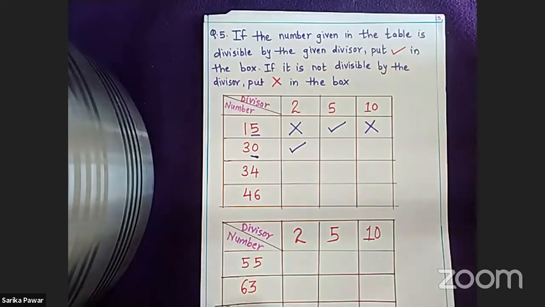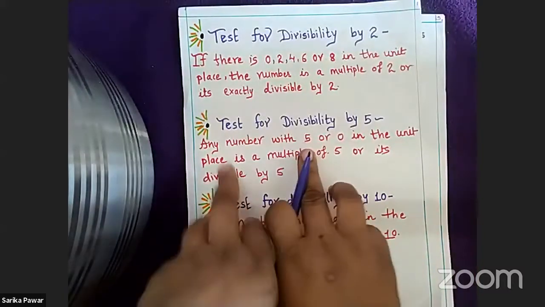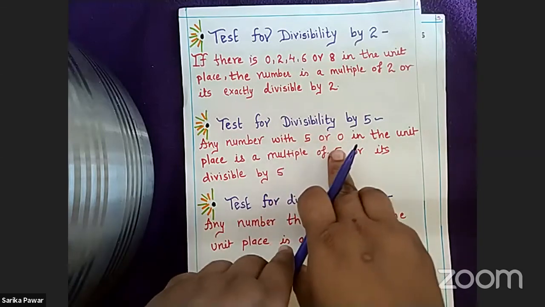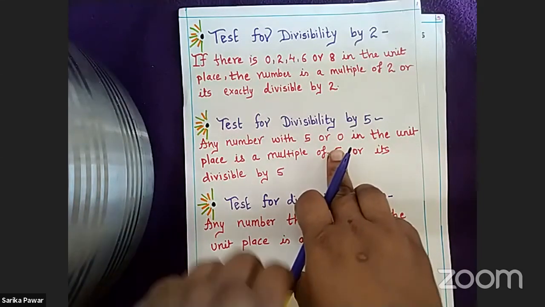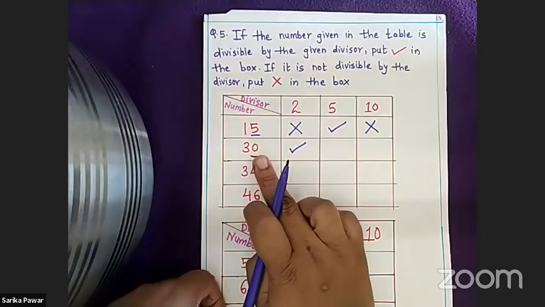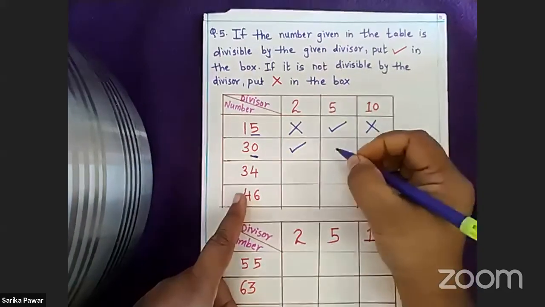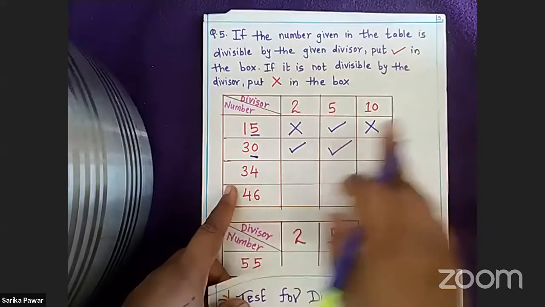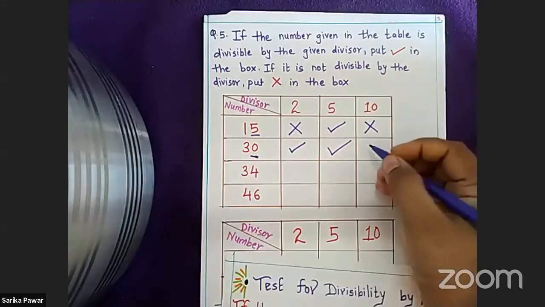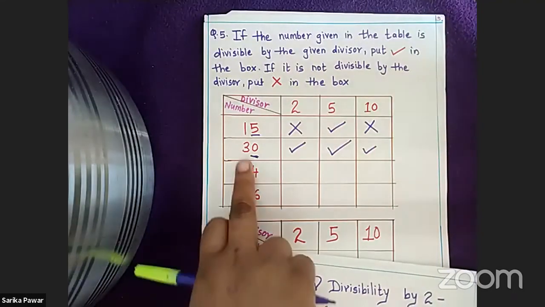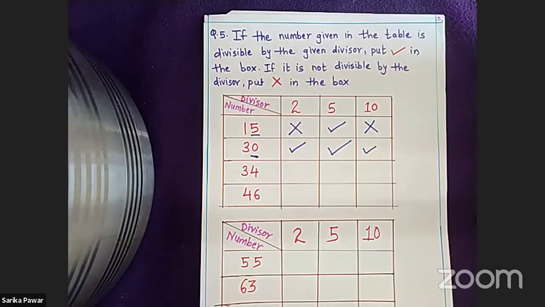How no? See the test of divisibility by 5. The unit place must be number 5 or number 0. Here 0 is there. So this number is completely divisible by 5. And 30 is divisible by 10 also. 10 threes are 30. And in the table of 5, number 30 comes. 5 sixes are 30.